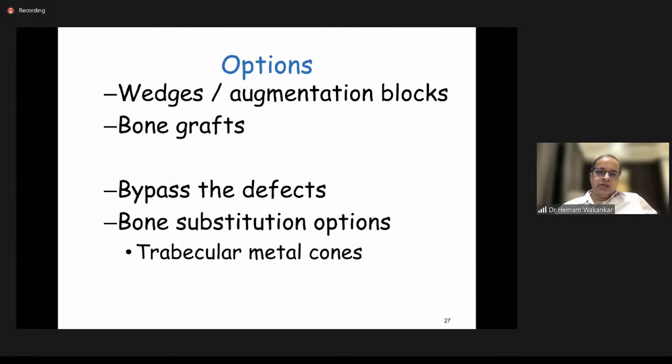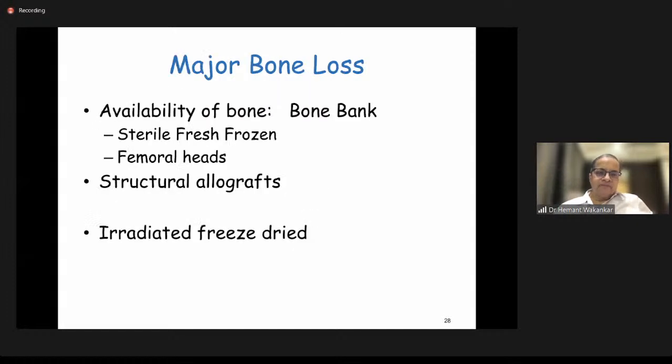So what are the options here that one is talking about? If you don't have allografts available for revision surgery, one has to use wedges or augmentation blocks. And if you have allografts available, you may use them as bone grafts. The principle is to bypass the defect, and for bypassing the defect, there are various bone substitution options available in metals, especially the trabecular metal cones, or you can use the wedges within the medullary canal.